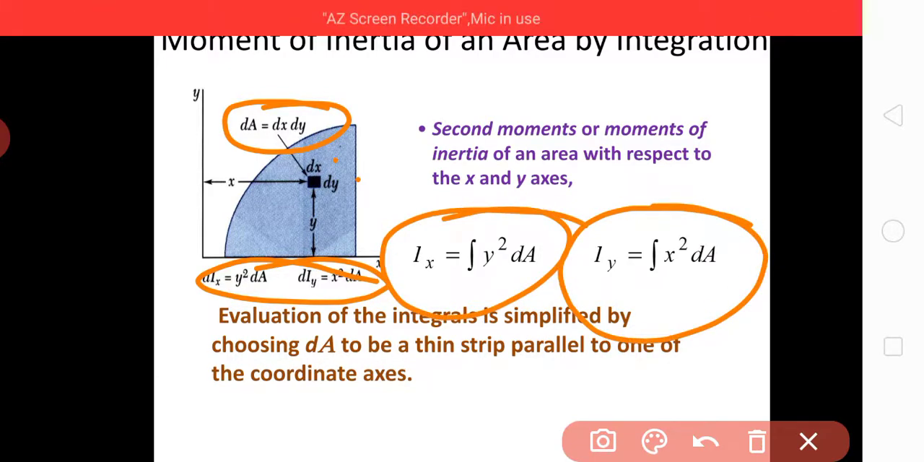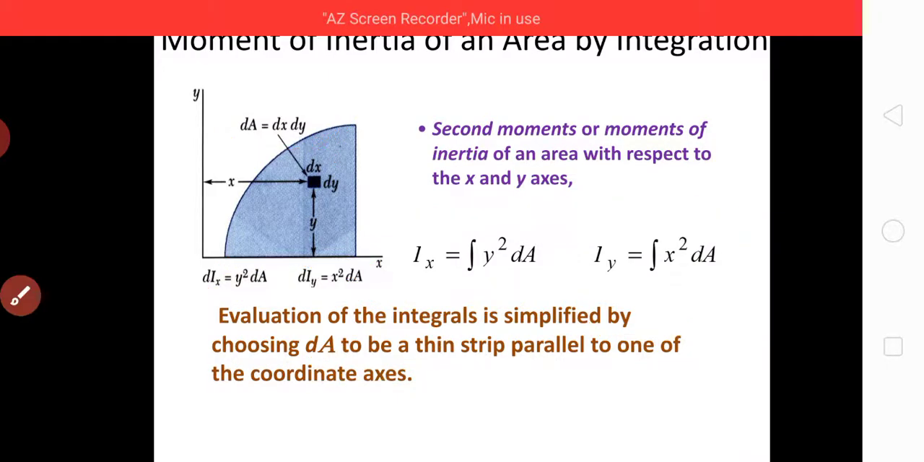The evaluation of integrals is simplified by choosing dA to be a thin strip parallel to one of the coordinate axes. This we will come to know in the next slide.